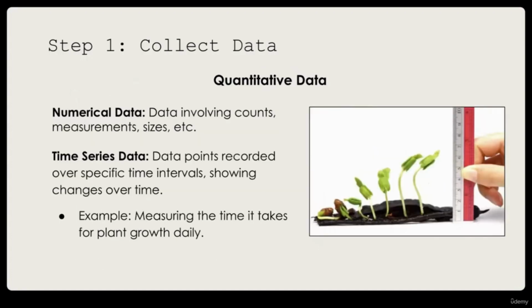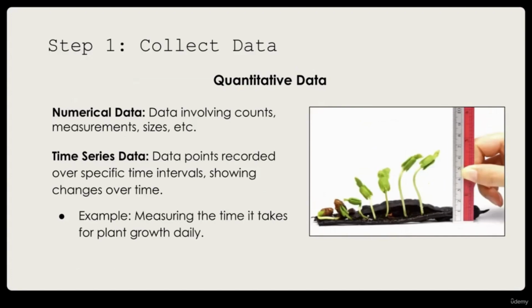Next, we have quantitative data. Now, this obviously is numerical. We have numerical and time series data. Numerical data is data involving counts, measurements, sizes, or more. We can look at this through using a ruler, using a scale, using a thermometer, things like that.